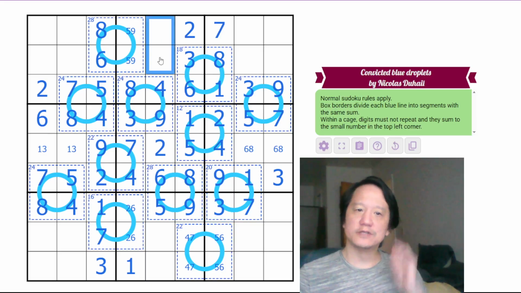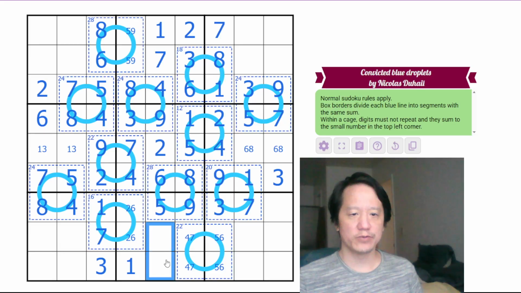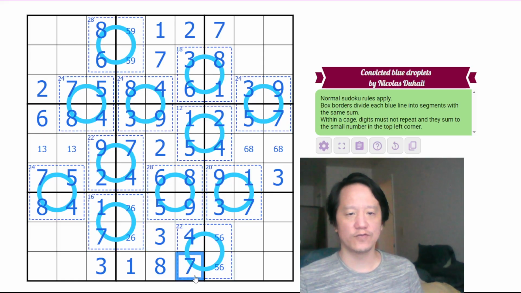Remaining digits in this upper central box are 1 and 7. This can't be 7 because of 7 in the row, so that's 1, that's 7 there. Remaining digits in column 5 then have to be 3 and 8. 3 can't be here because of 3 in the row, so that's 8 and 3 there. 7 eliminates 7 here, so it's 4 and 7.